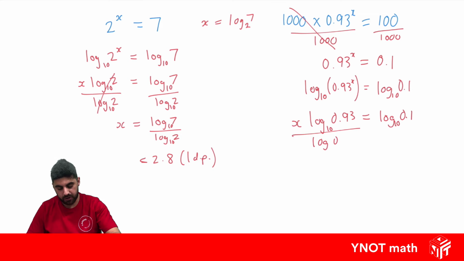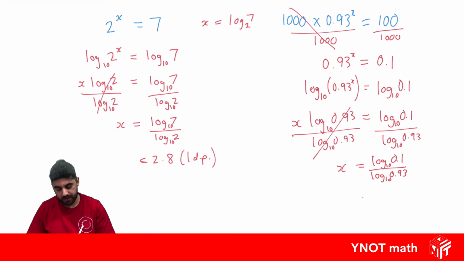Divide both sides by log 0.93 base 10. So they're going to cancel out on the left-hand side. And we're left with x equals log 0.1 base 10 over log 0.93 base 10. That we can use our calculator for. And we'll get x equals 31.7 to 1 decimal place.